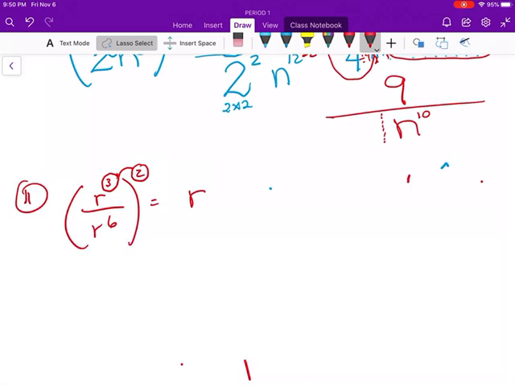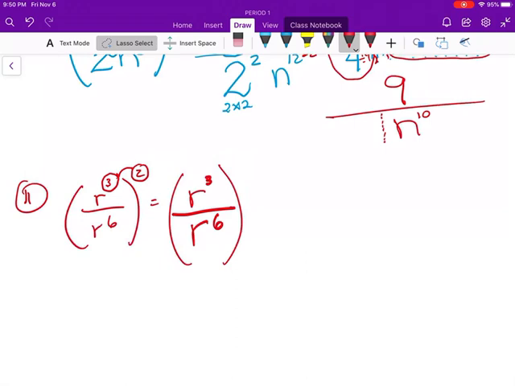A lot of people tend to add here. I don't know why we get confused. If you get confused on the rules and you're like, I get confused, Ms. Martinez, how do I memorize all these things? Well, you could also do this. Look, r to the power of 3, r to the power of 6.